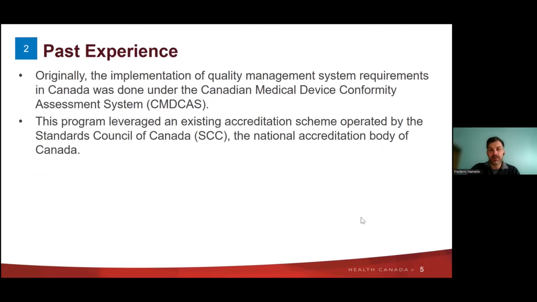So I'll speak a bit about where we started from implementing this, what our experience was. And then from there, we'll move into MDSAP and see where we've made improvements and why that was important. So originally, our regulations are fairly recent, I guess. They were originally drafted in 1998, so about 24 years ago.